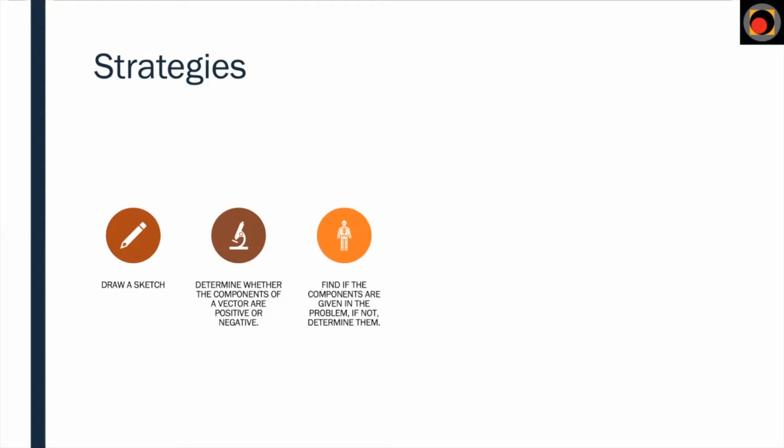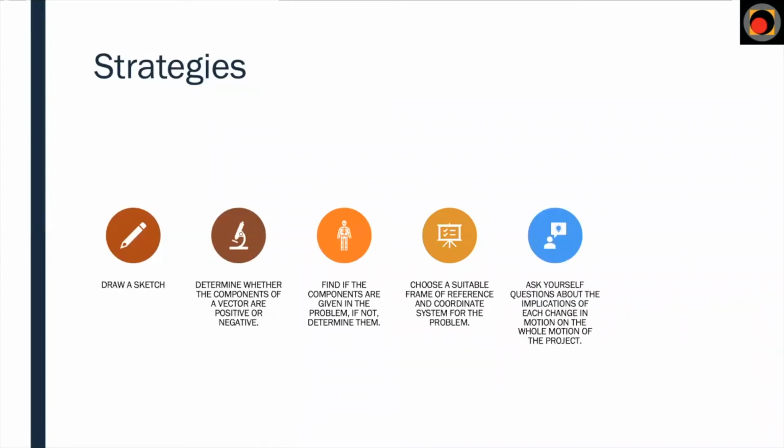Remember, we always convert from polar to rectangular. So if we do not have the components, the very first step you should be looking for is to get the components of the vector. Choose a suitable frame of reference and coordinate system. This will be more clear and more specific in the examples. But whenever you're starting, you have to define the starting position, and the starting position should be your 0, 0, the origin, the frame of reference.